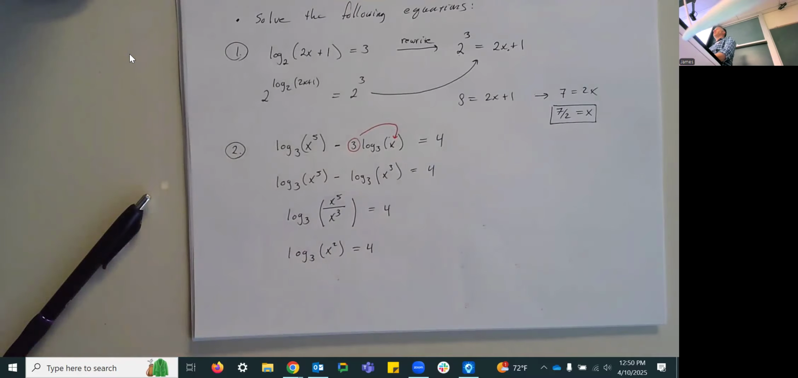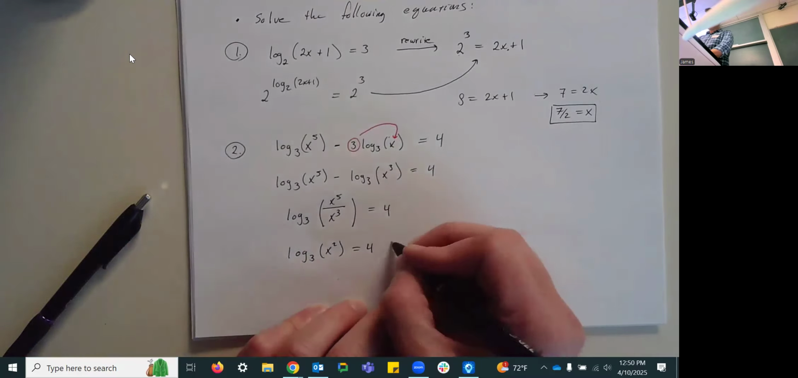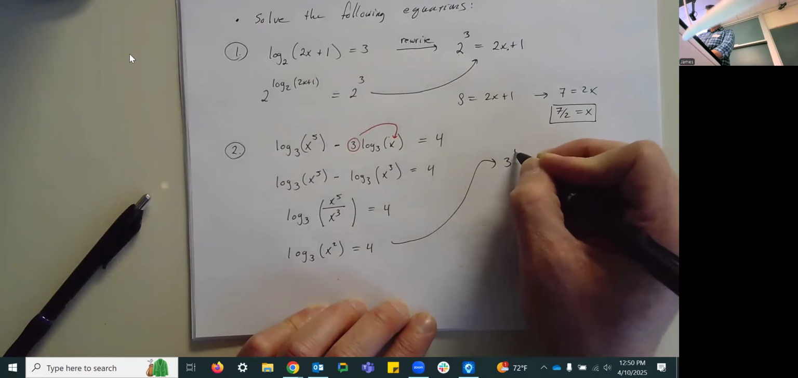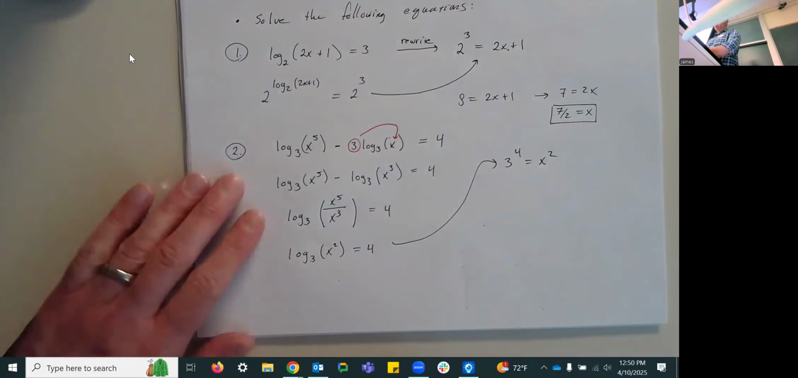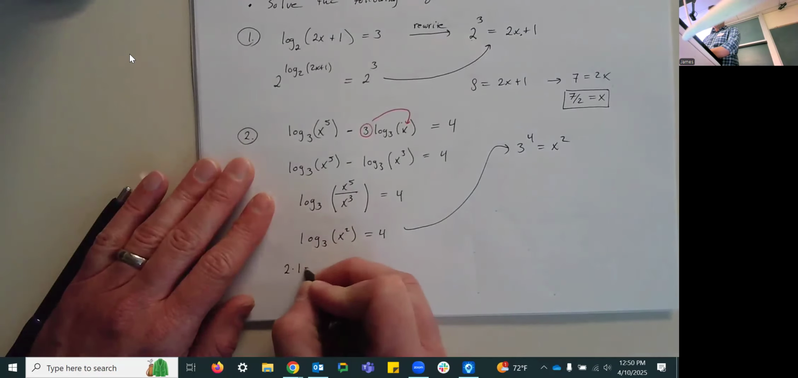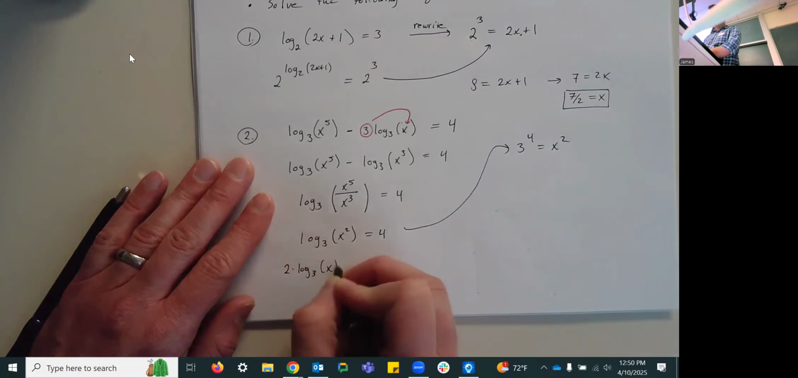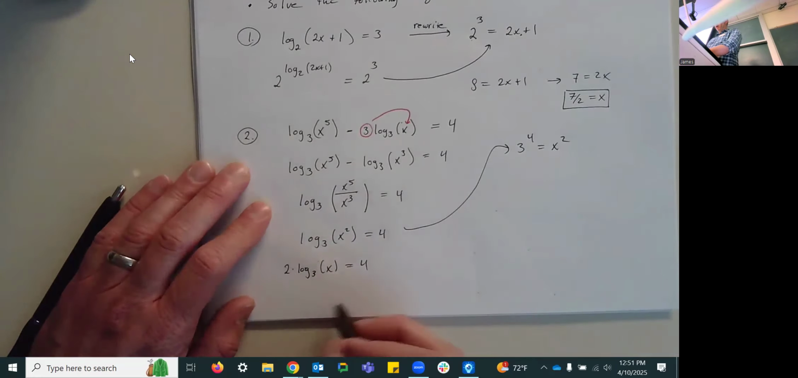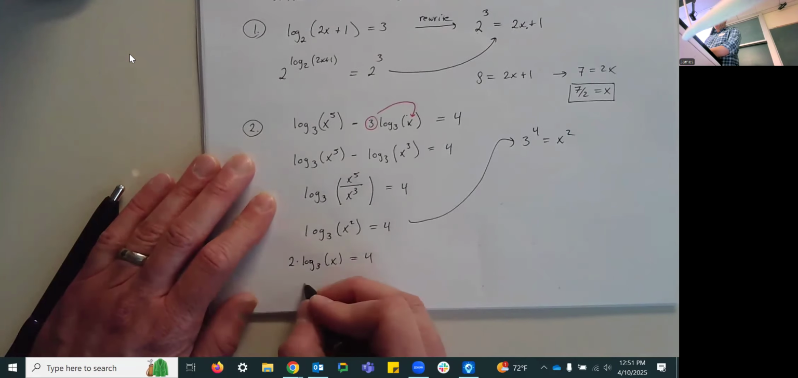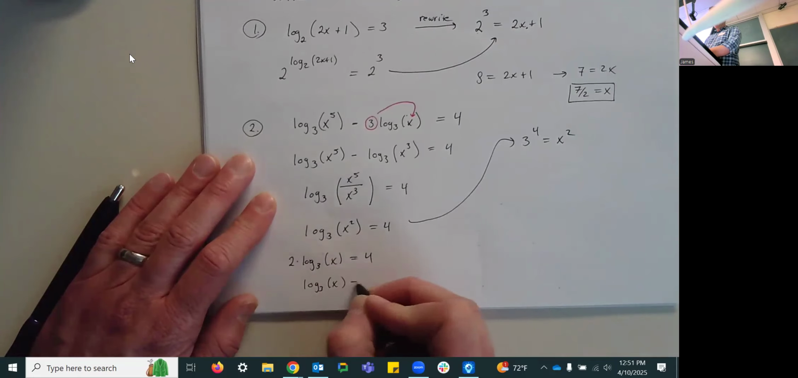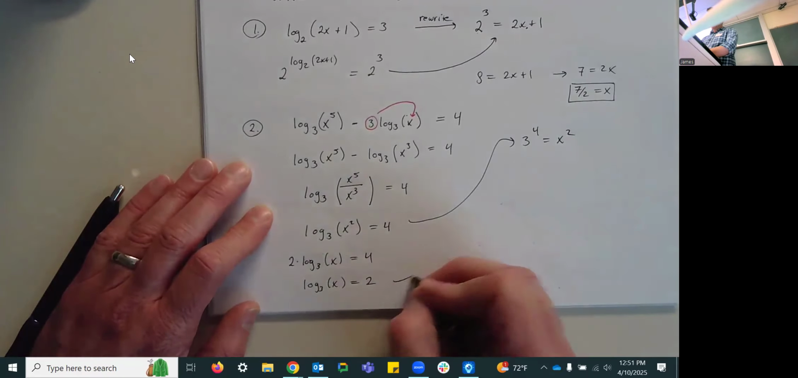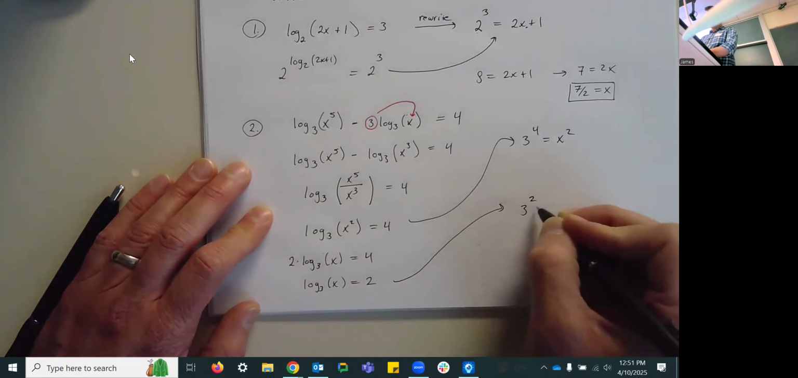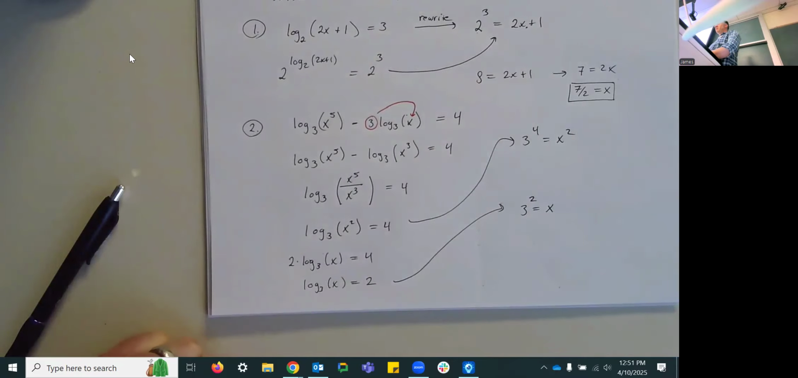And at this stage, you could rewrite the equation. You could say, hey, I'm going to write this as 3 to the 4th power equals x squared. But I just noticed something that could make it even a little easier. We could actually bring that 2 back down in front. We could say, hey, I've got 2 times log base 3 of x equal to 4, and then divide both sides by 2 to get that log base 3 of x is equal to 4 divided by 2, which is 2. Which then tells me that I get 3 squared equal to x. And that seems easier.